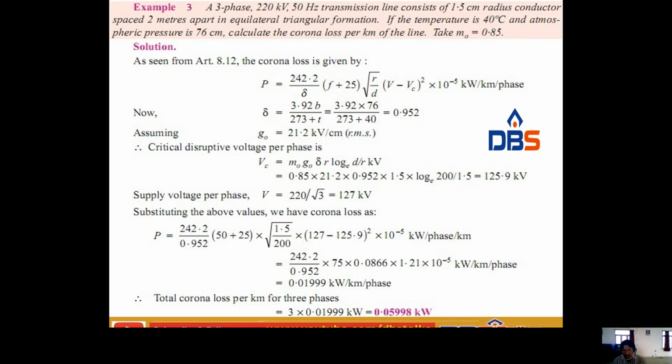First, we have to calculate the corona loss. First, we have to calculate the delta, the air density factor, with the help of the formula 3.92 into b divided by 273 plus t. And then g0 we have to assume the standard value. And then we have to calculate the critical disruptive voltage. And then calculate V, the supply voltage per phase. Then substituting all the values, we get the corona loss.